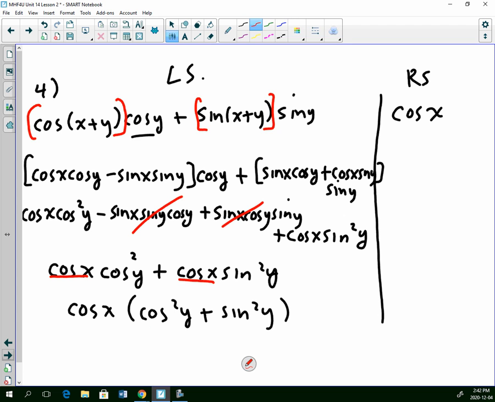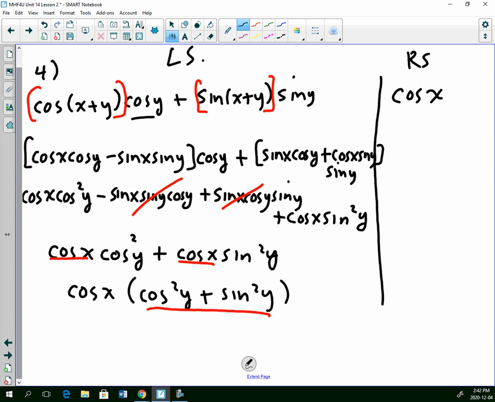And what do I know about this? I know that that is a trig identity that equals 1. So I'm going to show that. I know that equals 1. So cos x times 1 is cosine x. Okay, so that's kind of the long way.